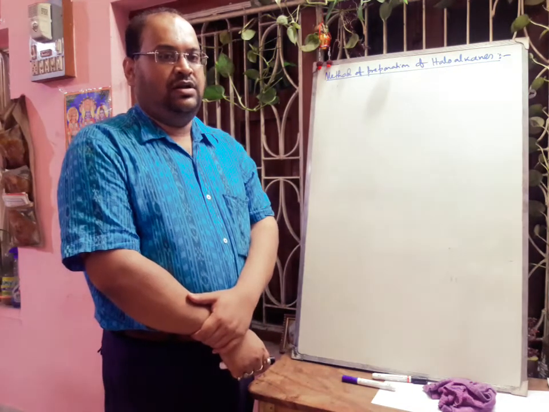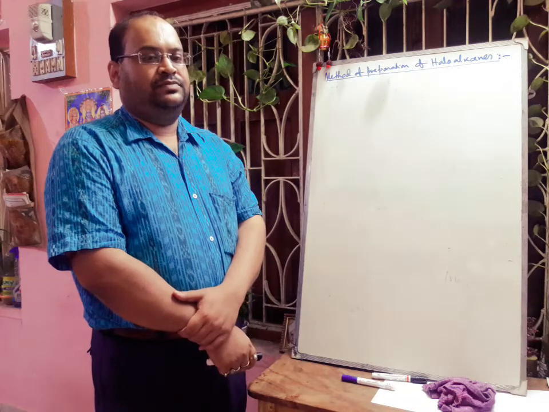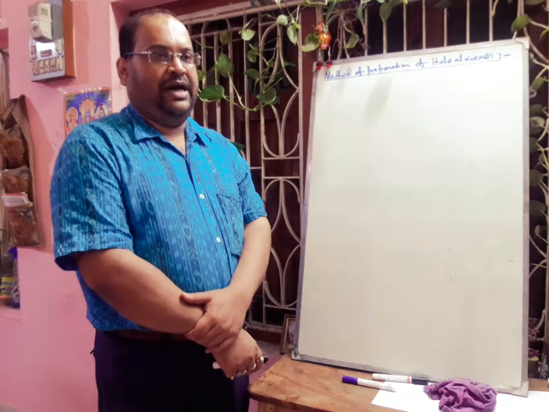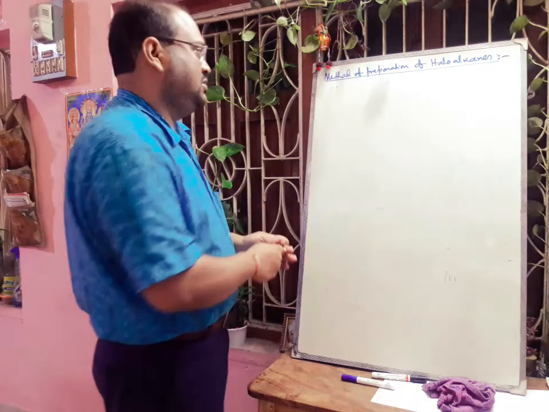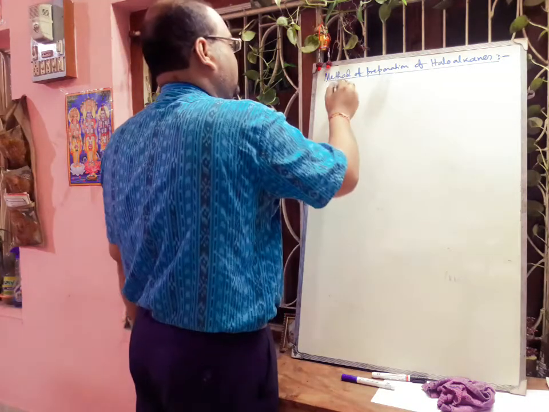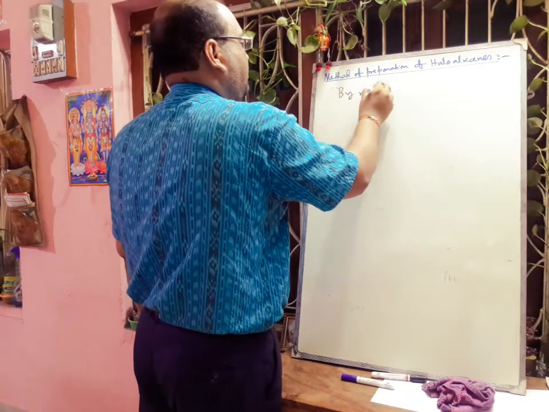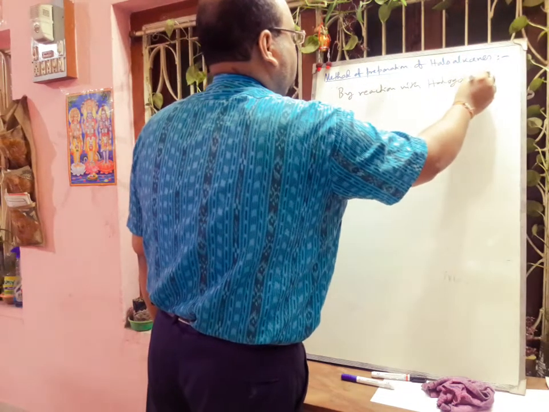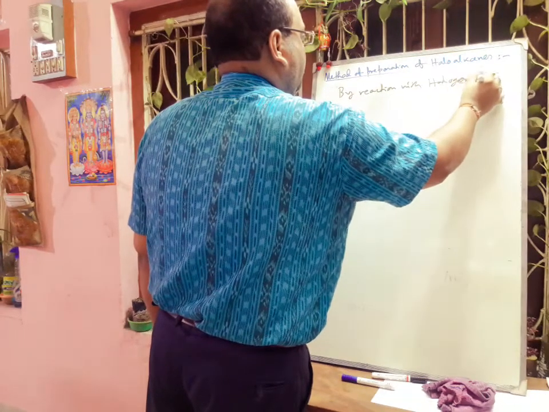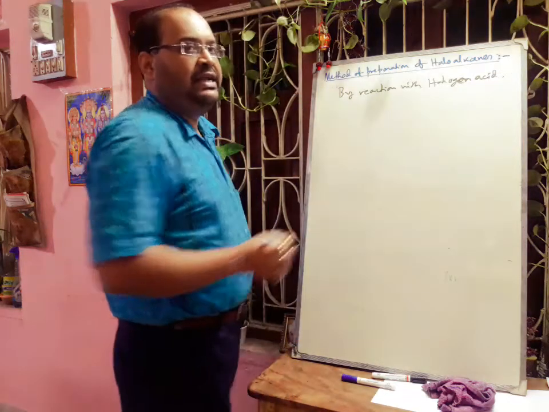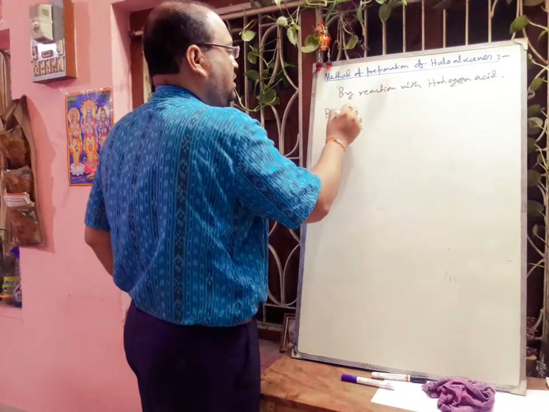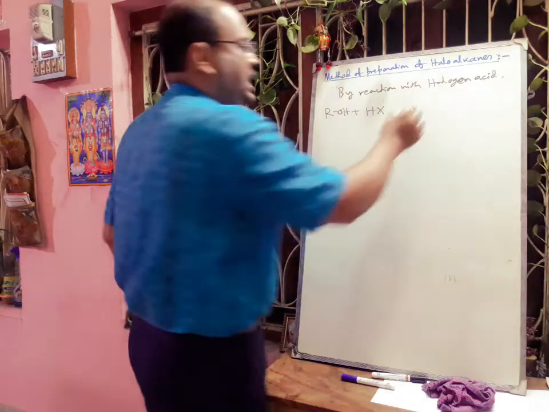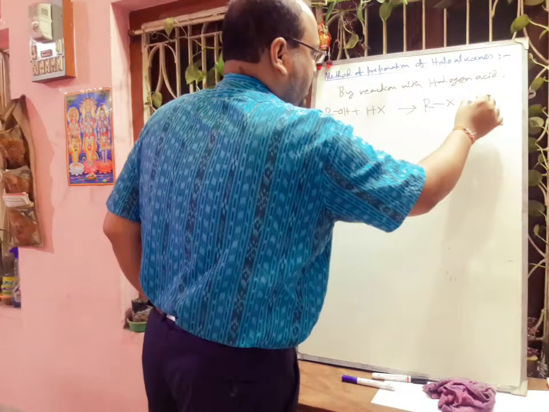Next we will go to the preparation of alkyl halide by using halogen acid. So by reaction with halogen acid on alcohol, if I take ROH and give HX, then from here we can get RX plus H2O.